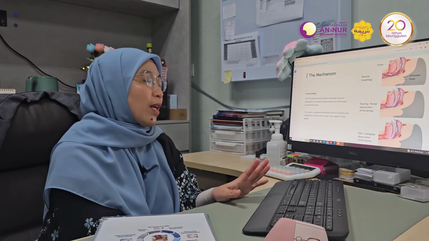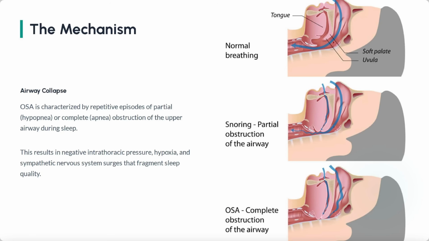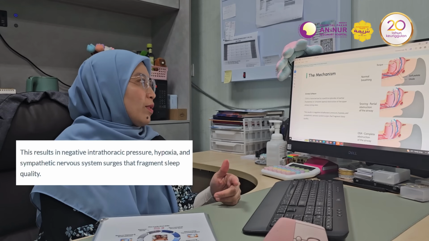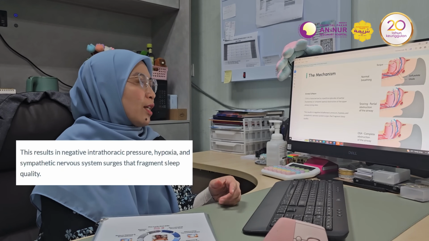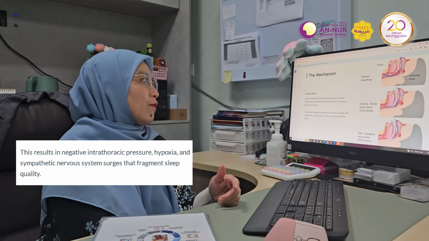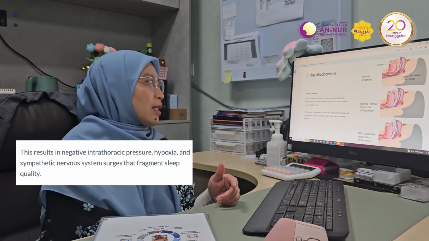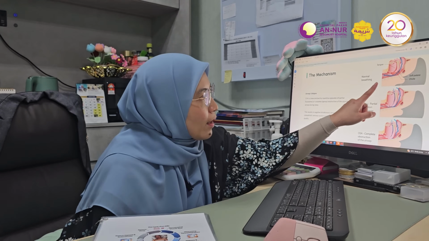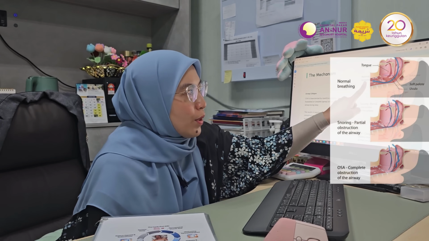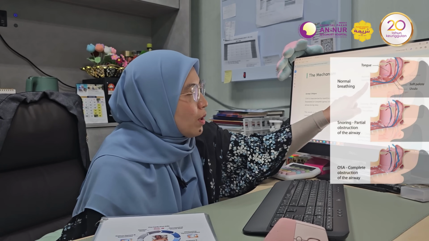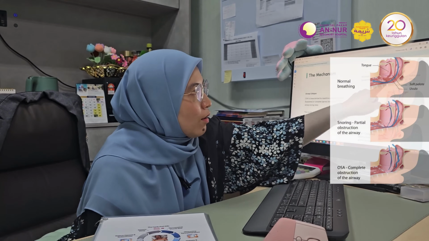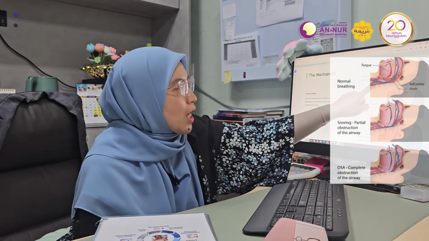Obstructive sleep apnea, or OSA, is characterized by repetitive episodes of partial obstruction, which is hypopnea, or complete obstruction, which we call apnea, of the upper airway during sleep. This results in negative intrathoracic pressure, hypoxia, and sympathetic nervous system activation, which fragments sleep quality. If you look at this diagram, this is normal breathing. When we have normal breathing, air will enter from the nose down to the lungs.